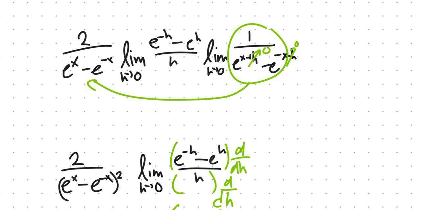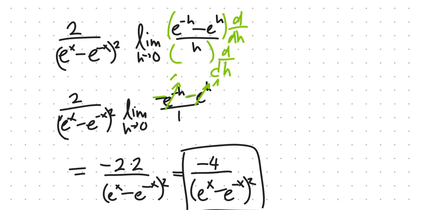So the h's will approach 0, and we have 1 over e to the x minus e to the negative x, which is just equal to the other denominator, which was already outside of the limit. So we get 2 divided by e to the x minus e to the negative x squared times the limit as h approaches 0 of this whole chunk.